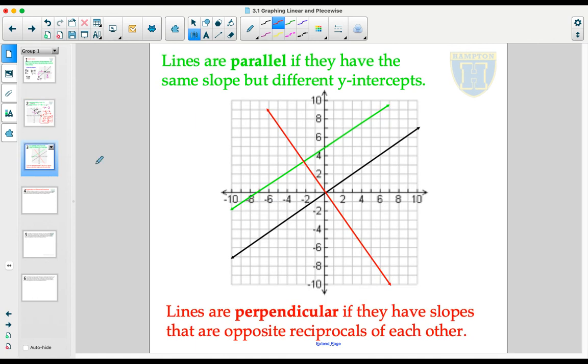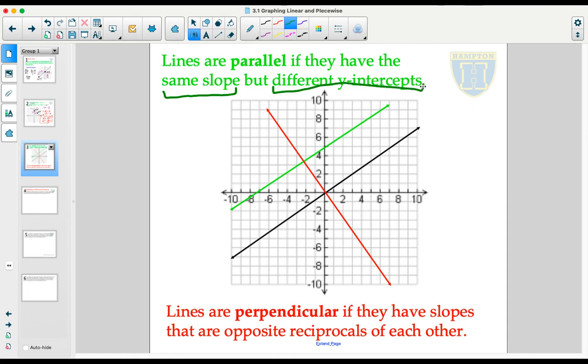Lastly, we want to review the definitions for parallel and perpendicular lines. Here I have an example of both cases. The green line is parallel to the black line. You'll notice two different things. It has the same slope as the black line, but it has a different y-intercept.